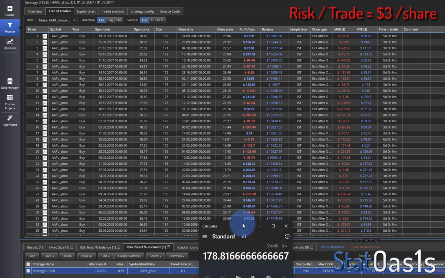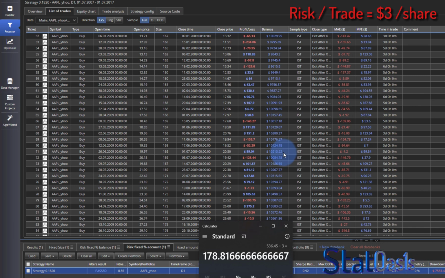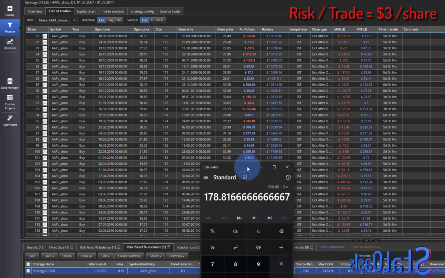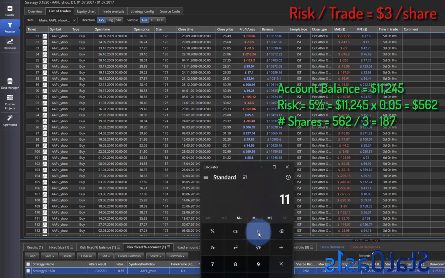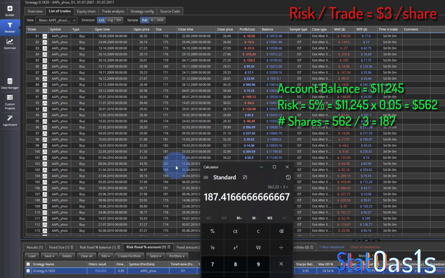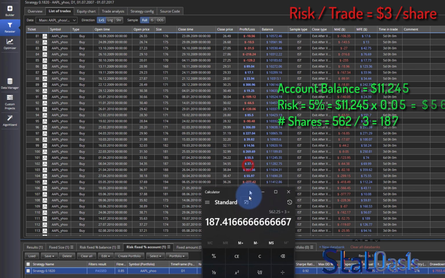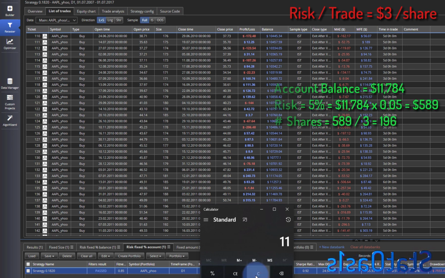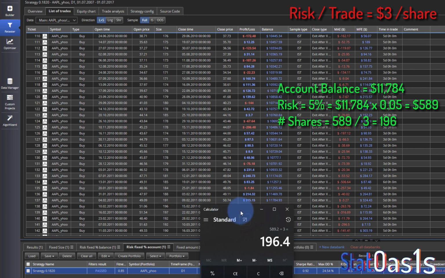And then let's pick a big number, see if we have some. Yeah, so this one is good. 11,245 times 5% divided by 3. We get 187. That's 187. And then let's pick another one. This one. That's 11,784 times 5% divided by 3. We get 196. So you get the picture.